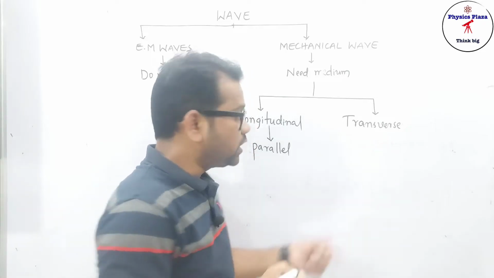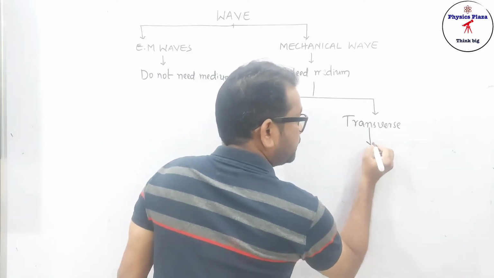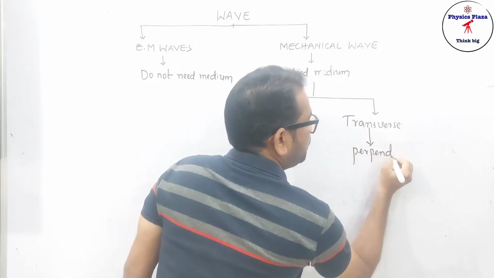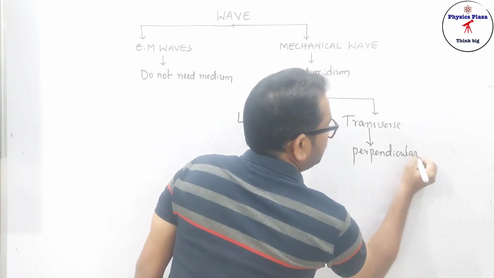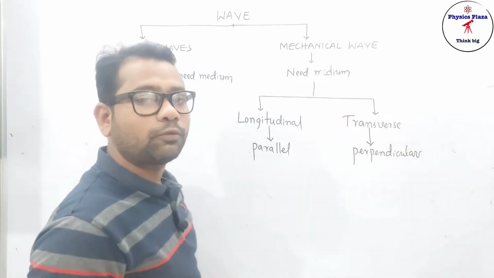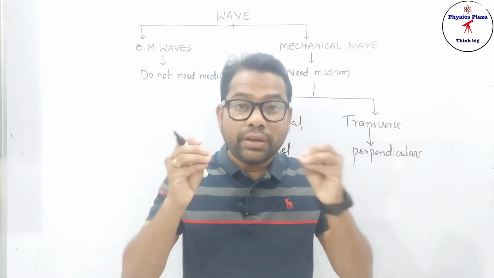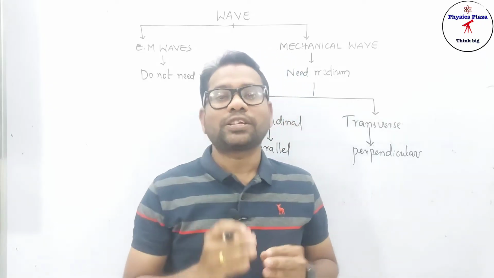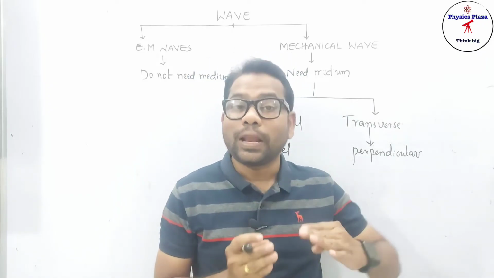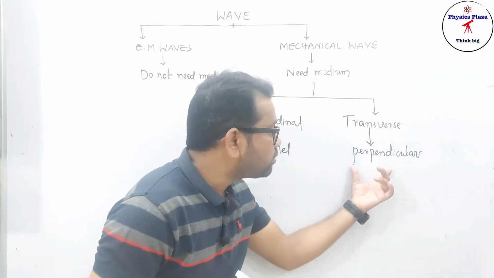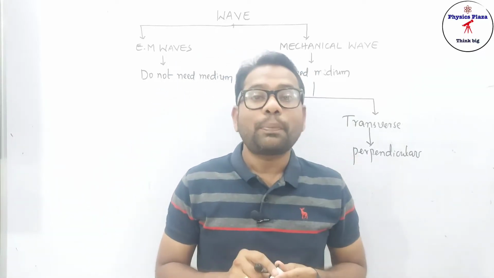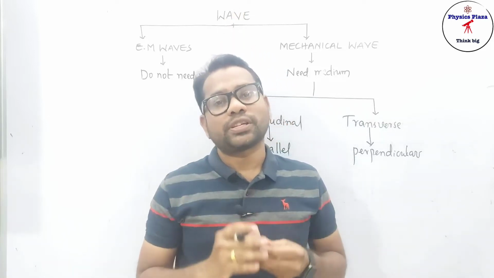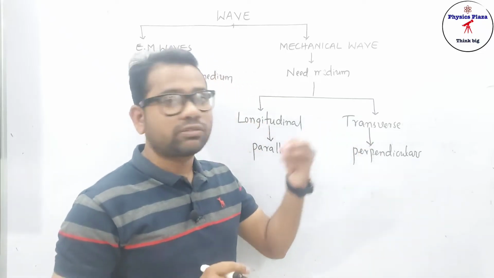Whereas in a transverse wave, children, the particles of the medium vibrate perpendicular, very important, to the direction of propagation of the wave. In the exam they may ask a question: what is a longitudinal wave? The wave in which the particles of the medium vibrate parallel to the direction of propagation of the wave is called a longitudinal wave. Then what about a transverse wave? The wave in which the particles of the medium vibrate perpendicular to the direction of propagation of the wave is called a transverse wave.